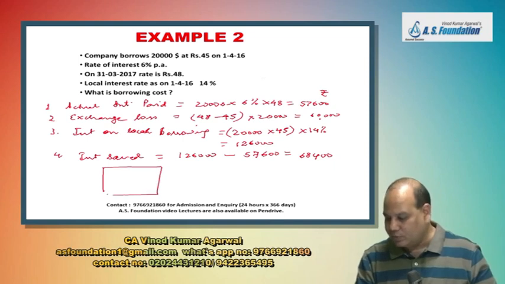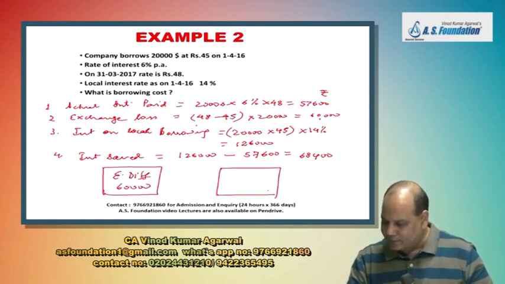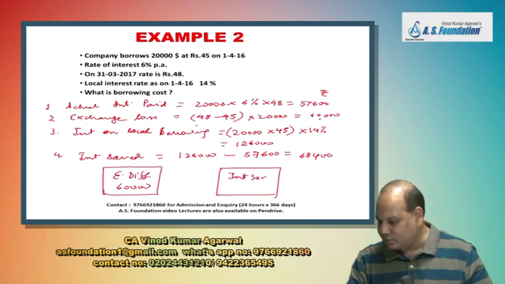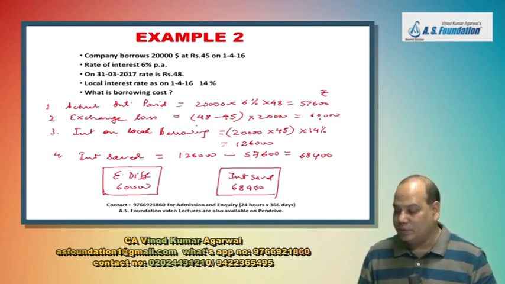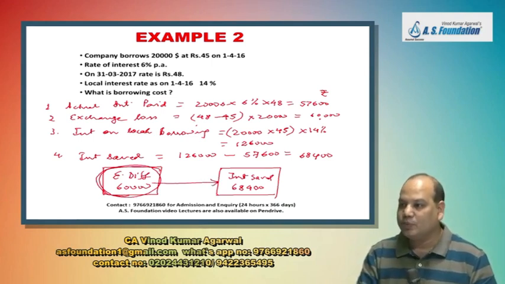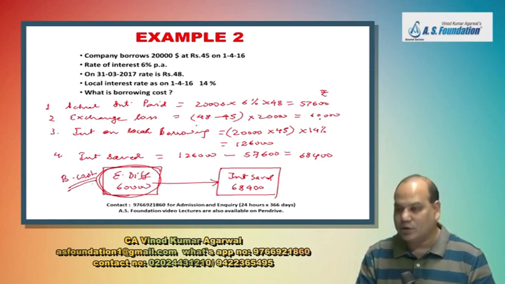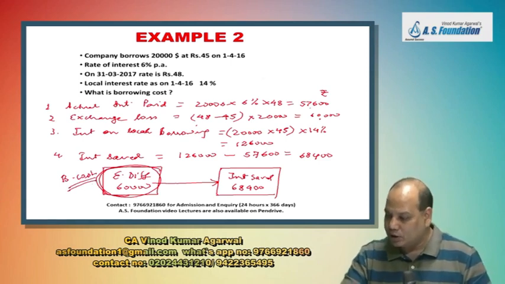Now understand with the help of this just diagram. Exchange difference is 60,000. Interest saved is 68,400. In this example, exchange difference is less than interest saved. So the standard says exchange difference up to 68,400. Up to which amount? Up to 68,400 will be treated as borrowing cost. So this entire 60,000 will be treated as borrowing cost. And this is interest cost.